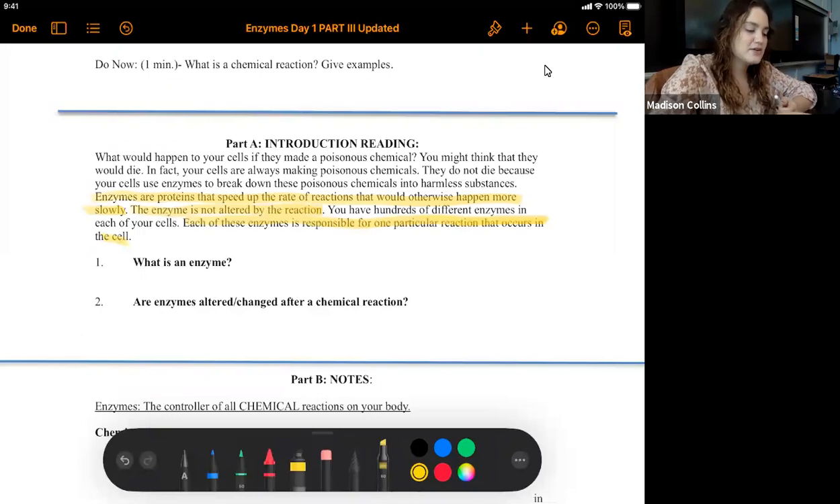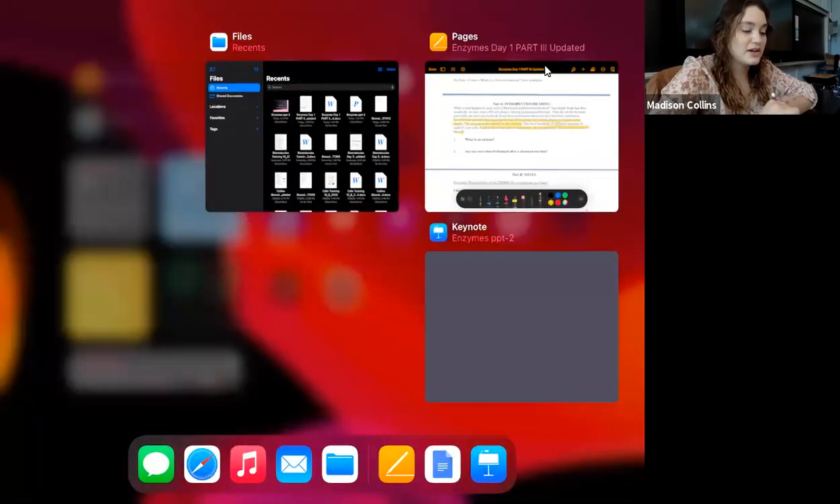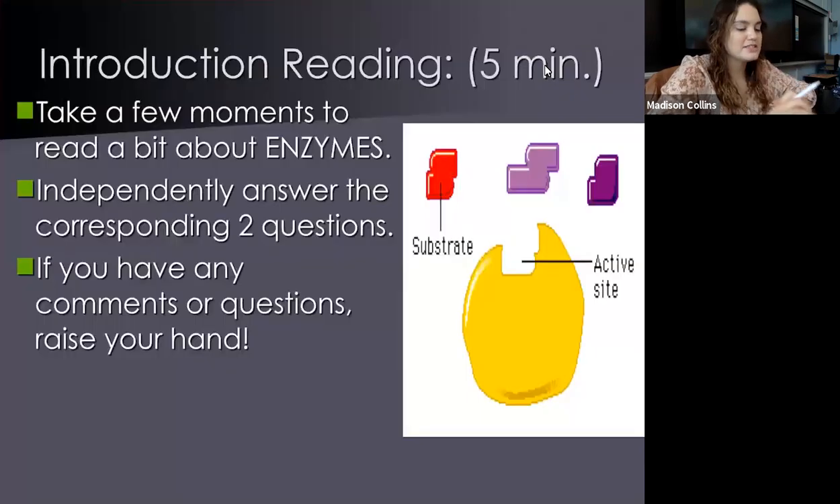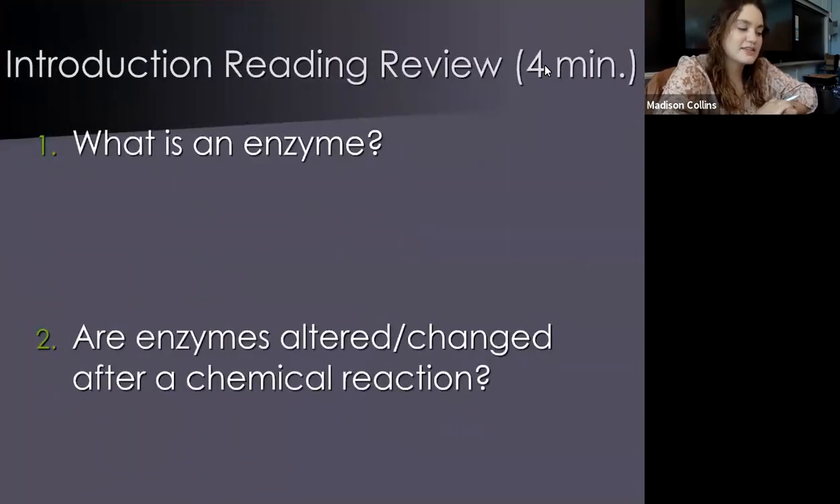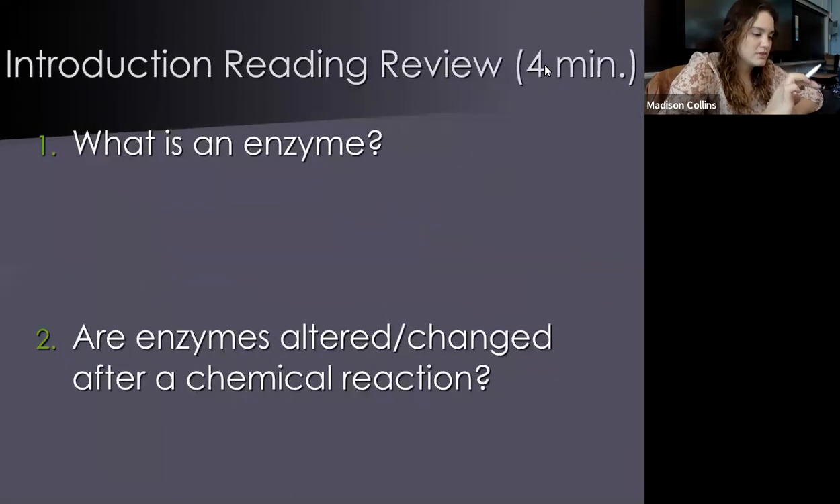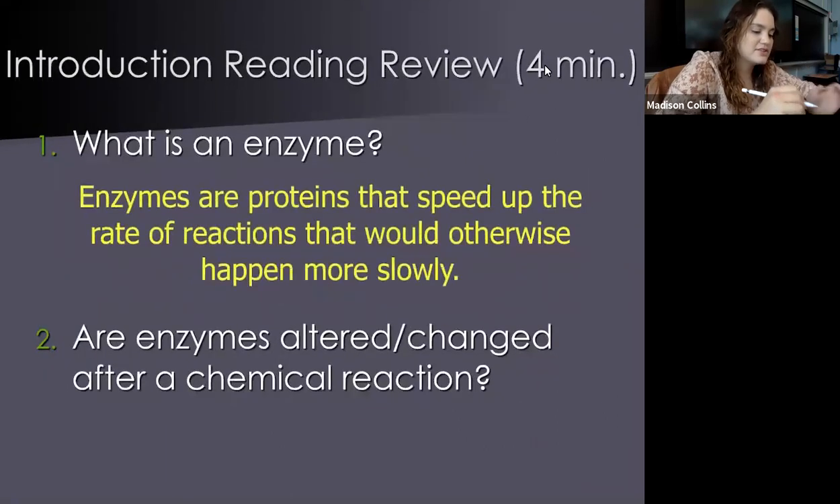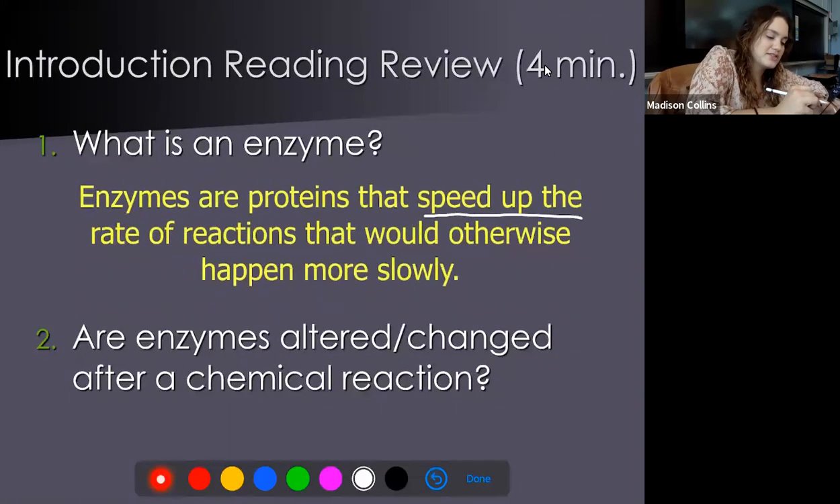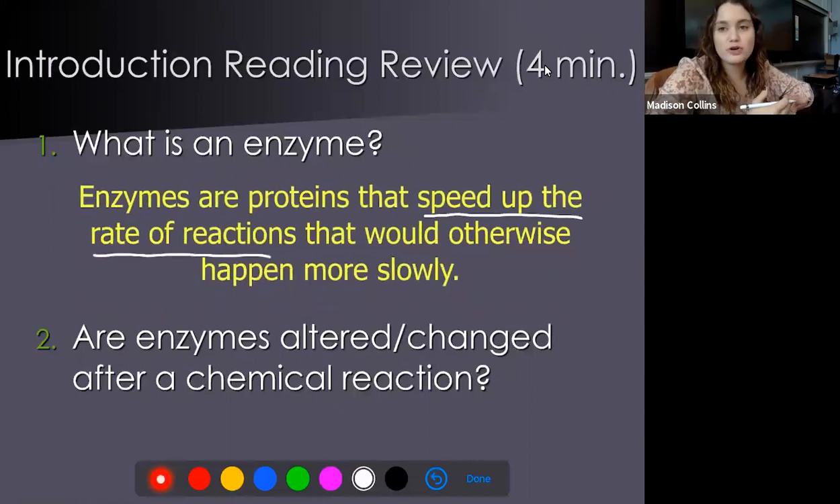Now, using what we just read, and specifically what I just highlighted, let's go back over and read about the answer. What is an enzyme? You should have picked up that enzymes are proteins that speed up the rate of reactions that would otherwise happen more slowly. The key here is that they speed up those reactions. These reactions would happen normally on their own. Enzymes just make them happen faster. So they speed them up.